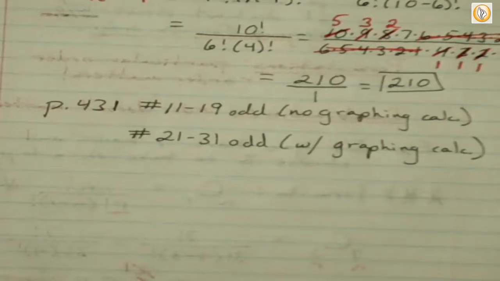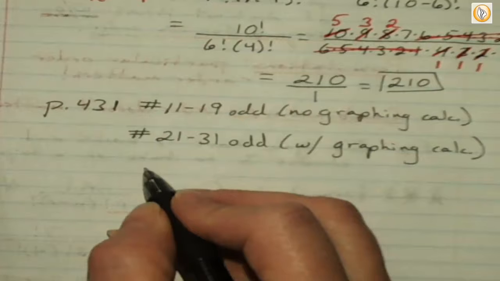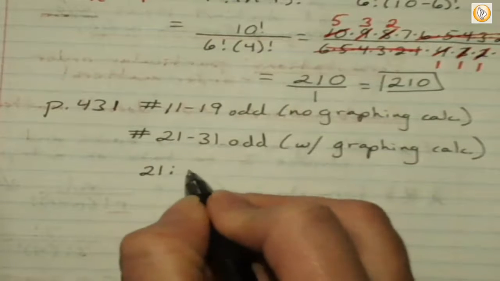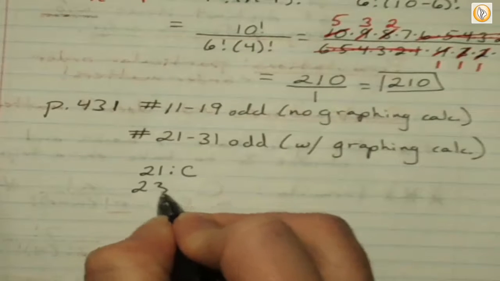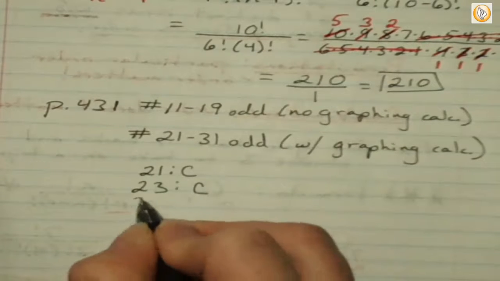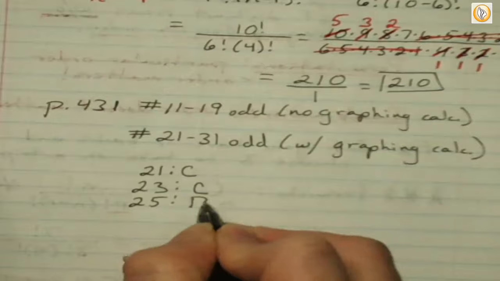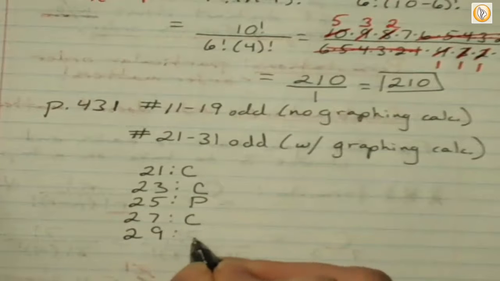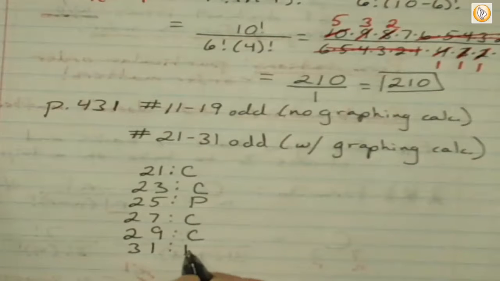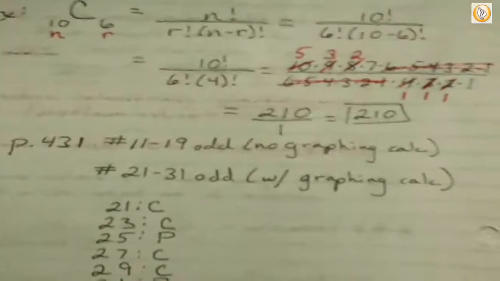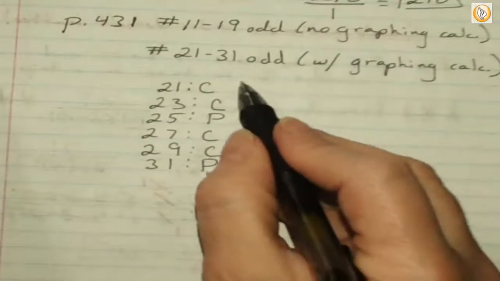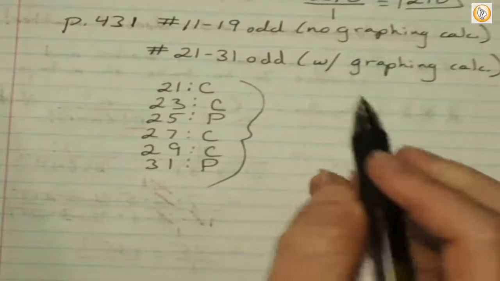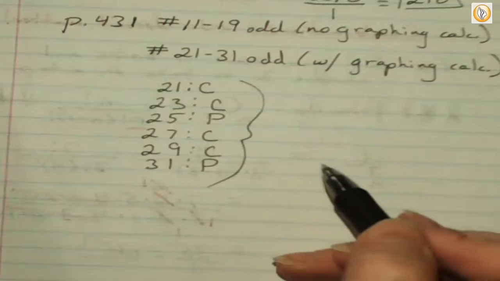However, it's Friday, so I'm going to tell you which is combination, which is permutation. 21 is combination. You better write this down. 23, combination. 25, permutation. 27, combination. 29, combination. And 31, permutation. So you need to write that down. You can even mark it in your book. So for these problems, I've already told you which is combination, which is permutation. All you need to do is do the work, find the answer.